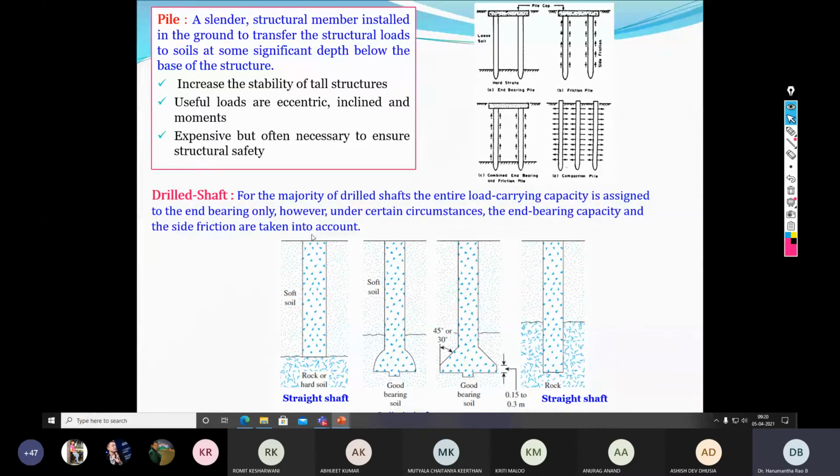Here you can see this looks exactly like a pile foundation, but the bottom of the drilled shaft is embedded in a hard stratum, say for example a rock. That's the major difference between a pile foundation and a drilled foundation. Drilled shafts are always attached to the hard stratum, while a pile foundation may or may not be attached to the hard stratum. It might simply be hanging within the soil system.